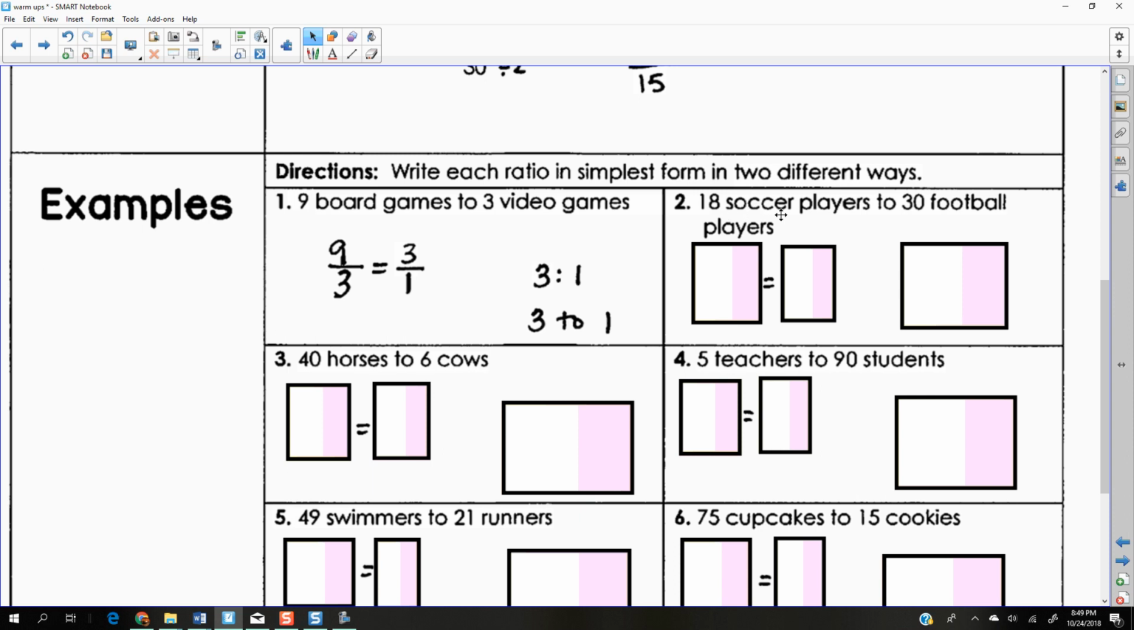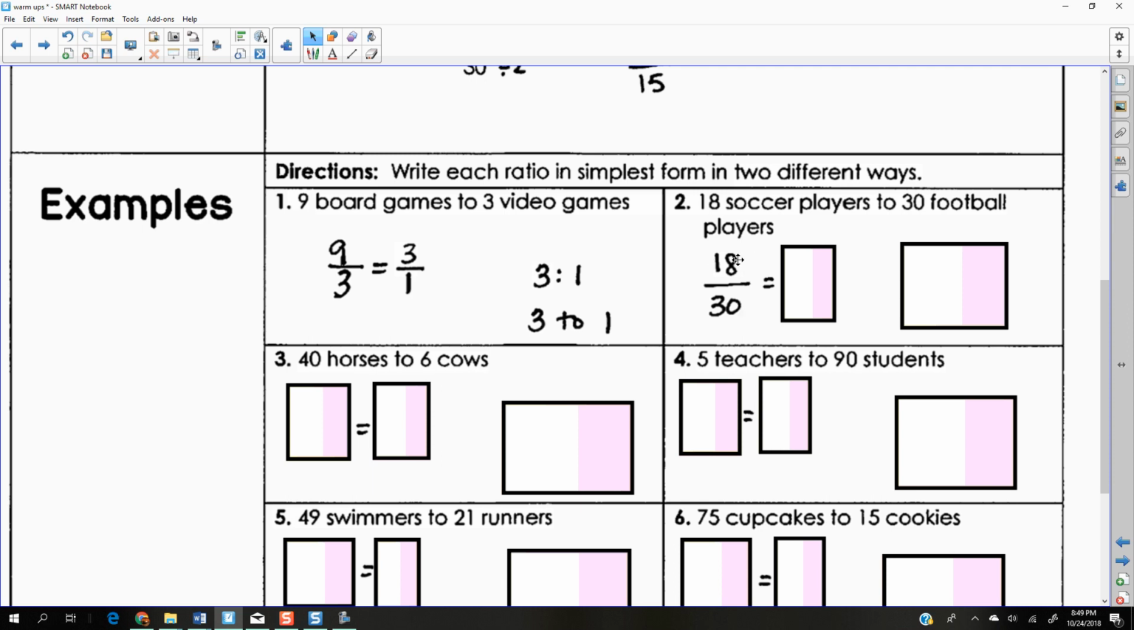Now here's another one, 18 soccer players to 30 football players. Notice 18 is first, 30 is second. Therefore, 18 has to go on the top and 30 goes on the bottom. 18 to 30. So now we have to reduce it. So we know that 2 will divide into both 18 and 30 because they're both even. We can do that, but then we will have to reduce it even more. And we can just keep doing 2's.